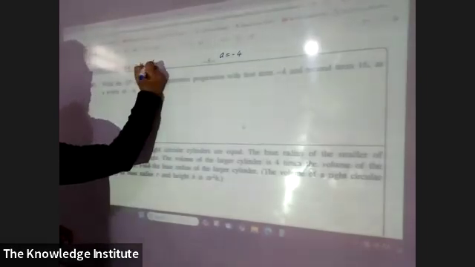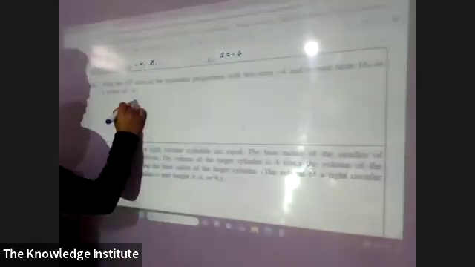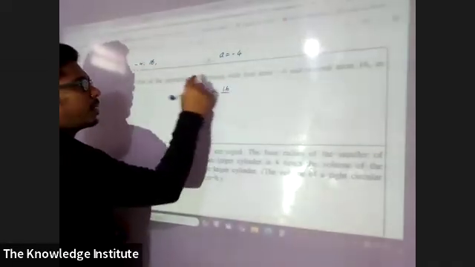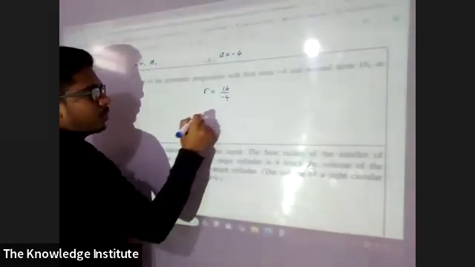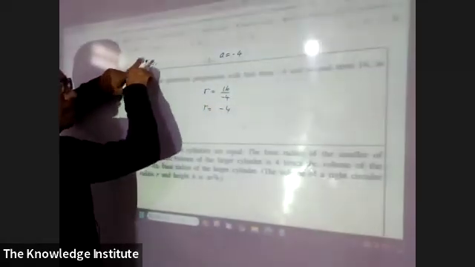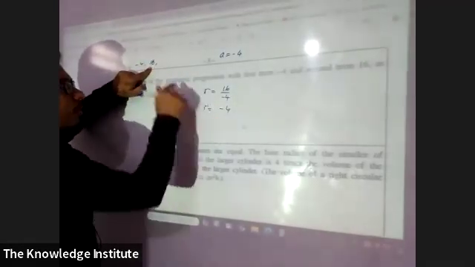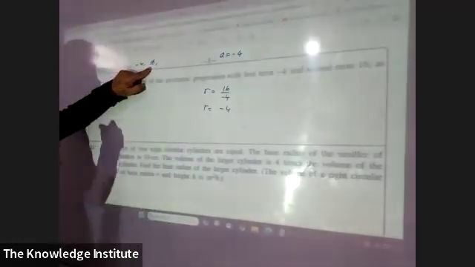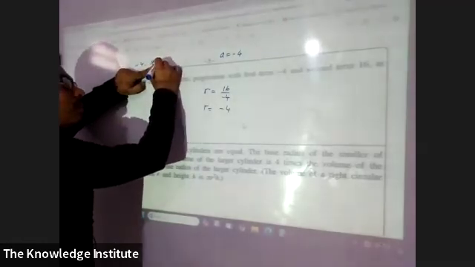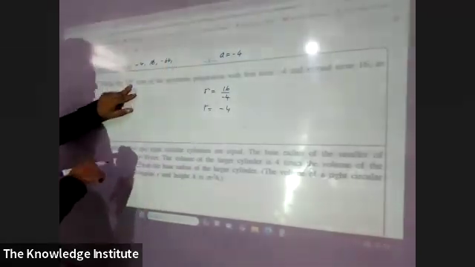So the second thing we want is to find R, the common ratio. R equals the second term, 16, divided by the previous term, therefore it will be minus 4. That means you take this term and multiply by minus 4. So 16 multiplied by minus 4 gives the next term. 16 into 4 is 64, so minus 64 will be the next term.